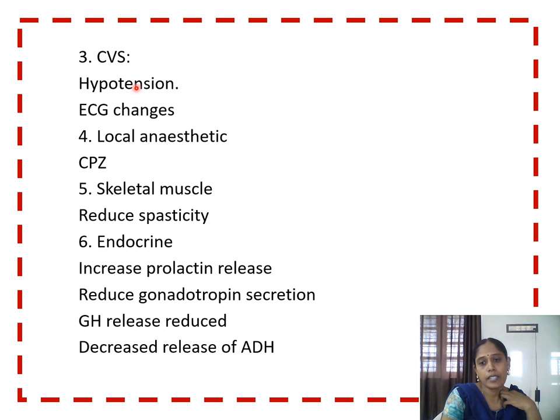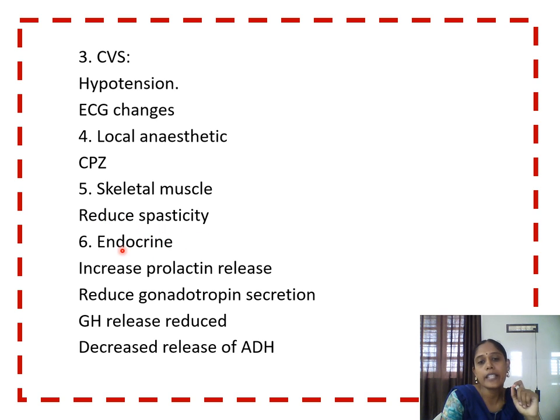So CVS, due to blockade of alpha 1 receptors, again hypotension can be there, postural hypotension. And ECG changes, there can be arrhythmias with some typical antipsychotic agents, QT prolongation might be there with atypical agents also. And chlorpromazine has got membrane stabilizing activity, it has got local anesthetic property. And skeletal muscle, by acting on basal ganglia, it can reduce the spasticity also.